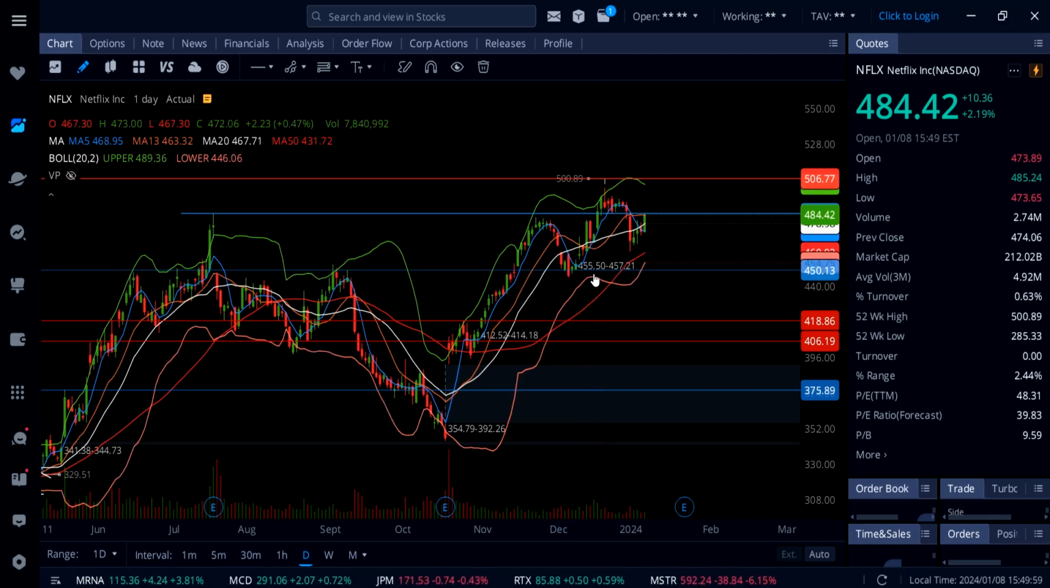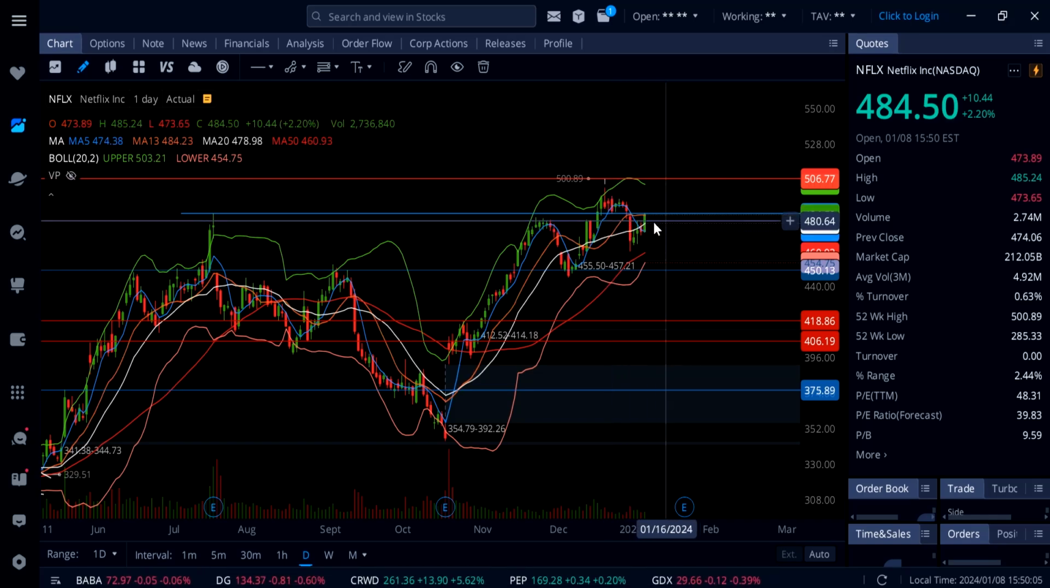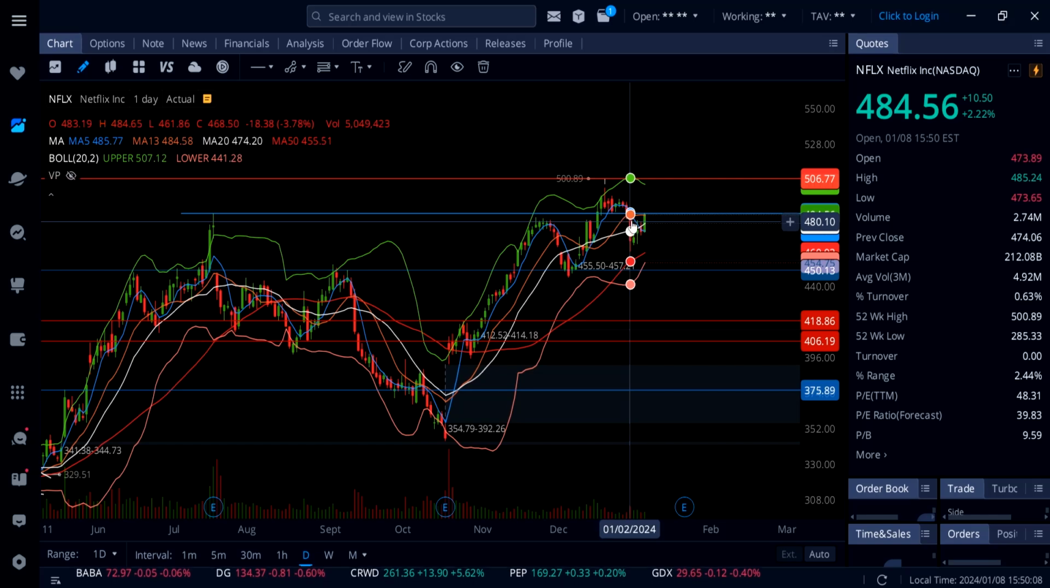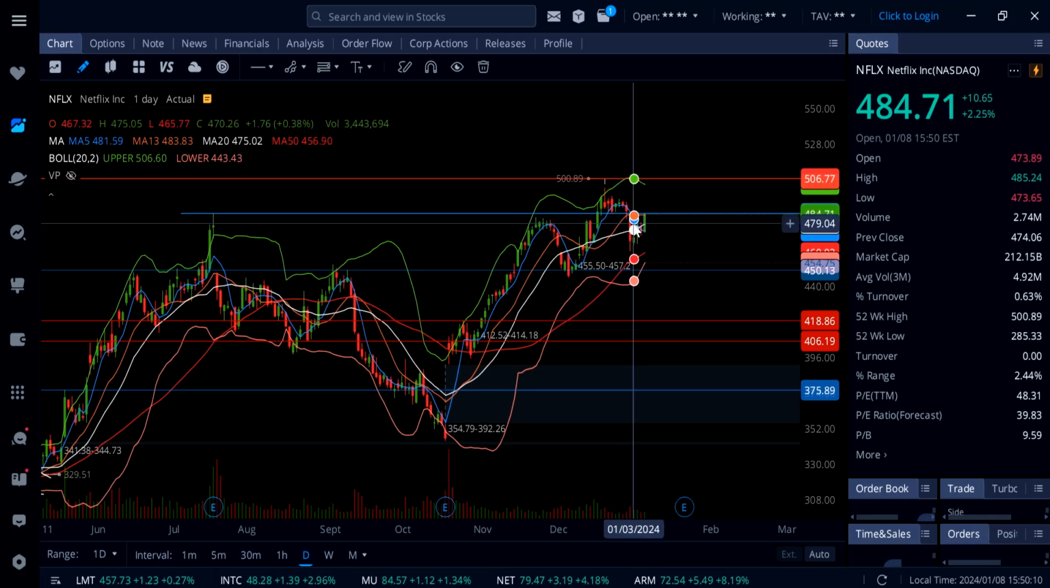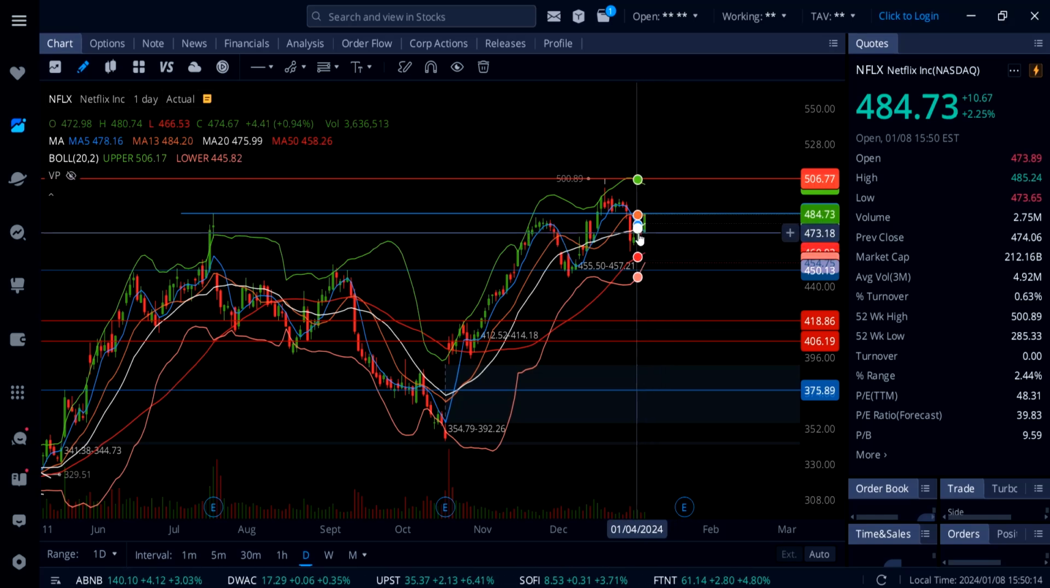455.50. As of right now, this could be a dead cat bounce unless this thing actually breaks out above 485, and Netflix can hold 485 as support. That means one thing: you're going to see 500 or even 500 plus on Netflix again.